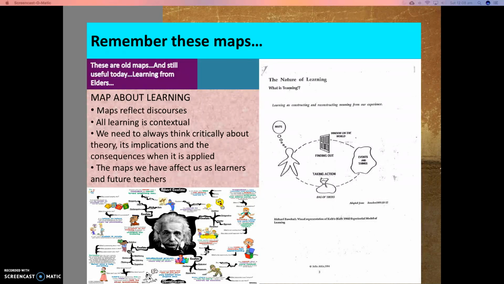Maps reflect discourses. All learning is contextual. We need to always think critically about theory, its implications, and the consequences when it is applied. The maps we have affect us as learners and future teachers. So these are just some of the key points about how we use maps for learning.